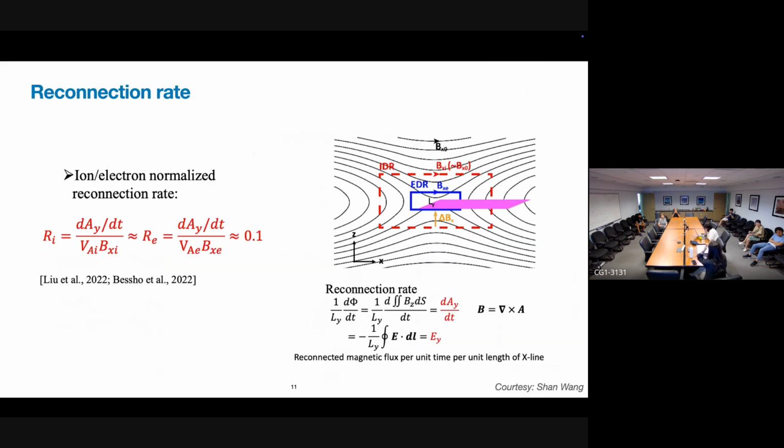Okay, another relevant concept that we already talked about is the reconnection rate, which is the reconnected magnetic flux per unit time per unit length of X line. And oftentimes it is equivalent to the reconnection electric field. With proper normalization, it's very interesting that in almost every case, everywhere, it is almost always 0.1. So that is a very fundamental characteristic of reconnection as well.